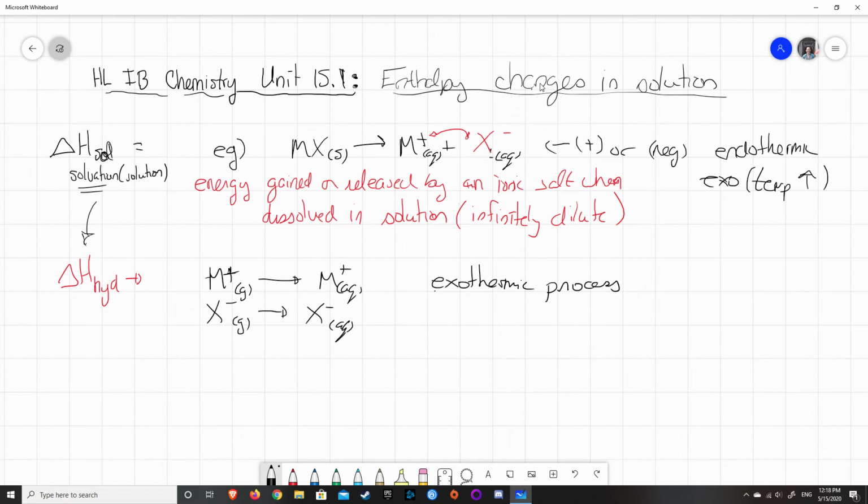So why it's an exothermic process, you can imagine, right? We're going from a very disordered, high energy phase, and we're turning it into a liquid phase. So when we turn it into a liquid phase, it's going to be releasing heat. It's going to be losing some energy to the environment. So this is exothermic. So delta H of hydration is typically exothermic.